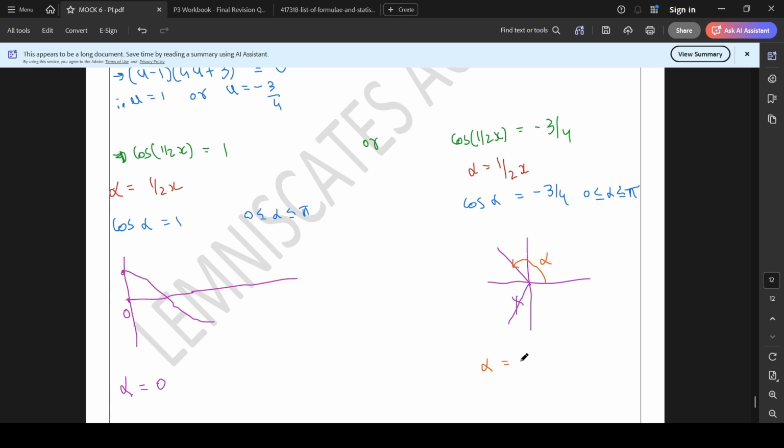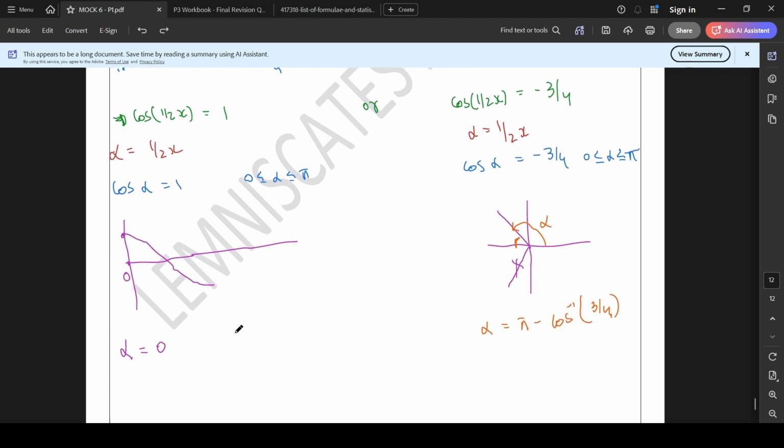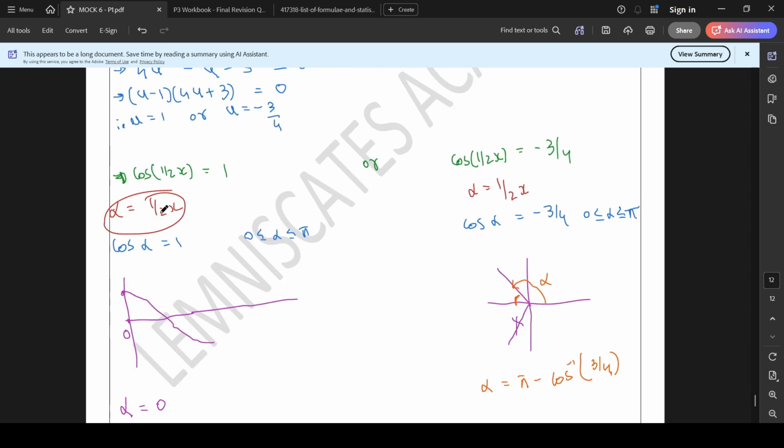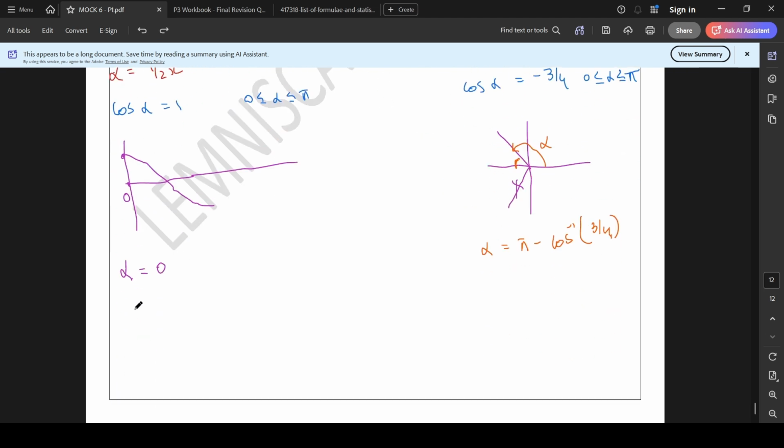So that is going to be alpha is equal to pi minus cos inverse of positive 3 by 4, because this angle itself is cos inverse of positive 3 by 4. So I'm doing entire pi and then removing this much angle to get this much part. So I am having two values of alpha, 0 and pi minus cos inverse of 3 by 4. How do you get x values now? Just substitute this relationship over here. In place of alpha, write half x. So your half x is equal to 0 comma pi minus cos inverse of 3 by 4.